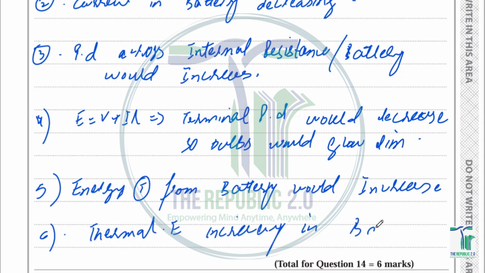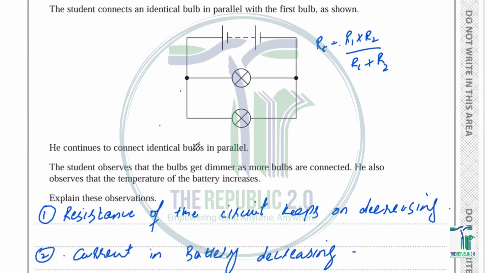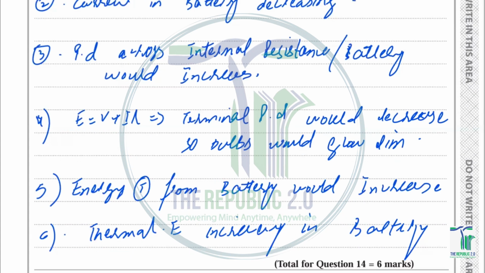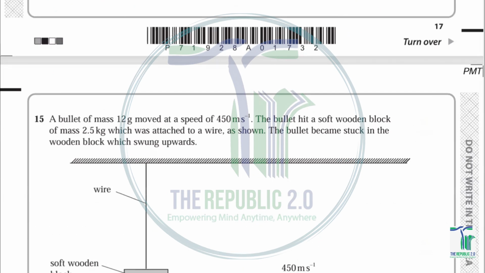So, these are the simple points which we need to mention for this question. He was just talking about why the bulbs got dimmer. The bulbs got dimmer as you keep on connecting the resistances in parallel. Now we'll get to question number 15.